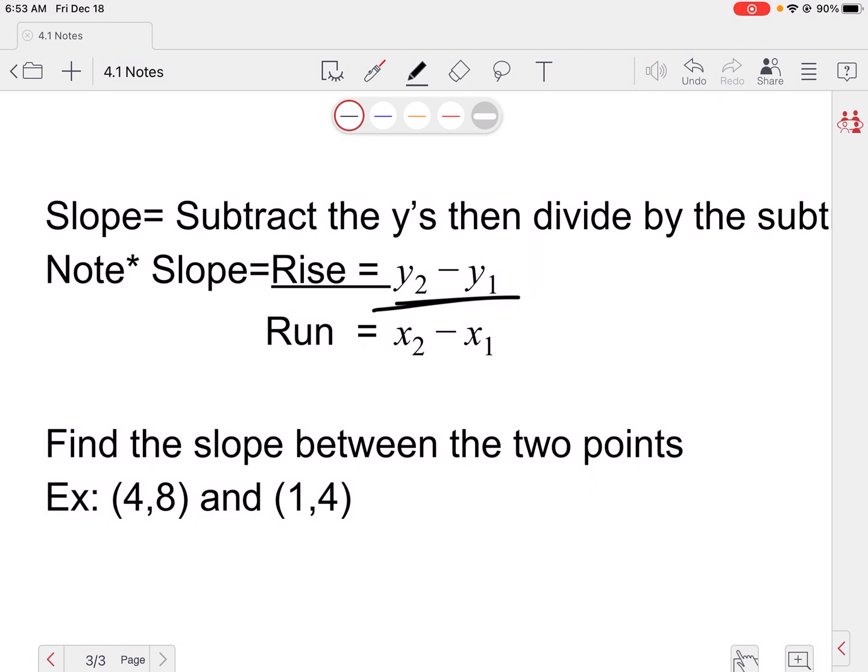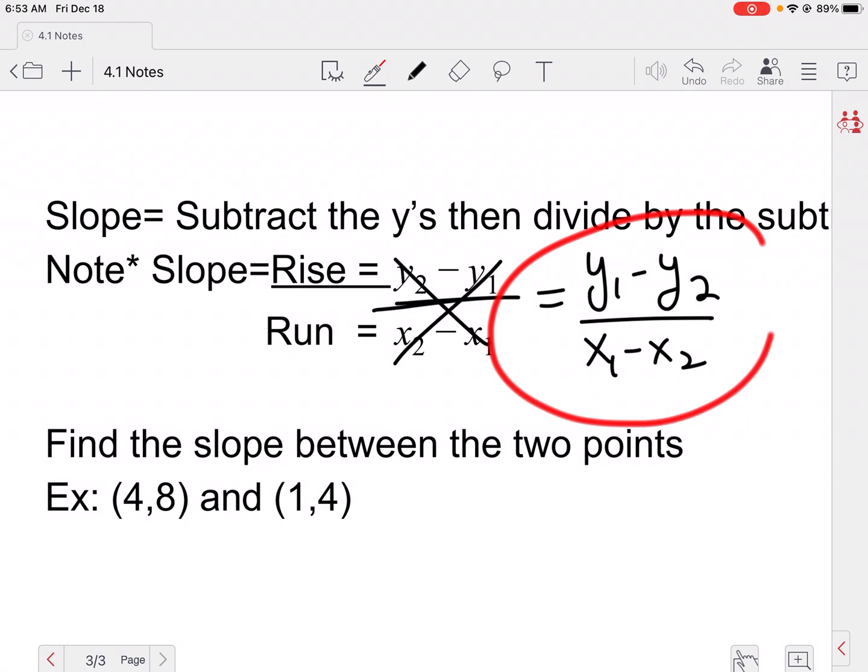looking at a graph? So we have this formula, and actually I'm going to rewrite this formula because a lot of times this helps students and it is a little bit easier to remember. So it's y1 minus y2 over x1 minus x2. So I would just even cross this one out. This one is going to help you a lot more. Okay, it means the same thing, but it'll be helpful.